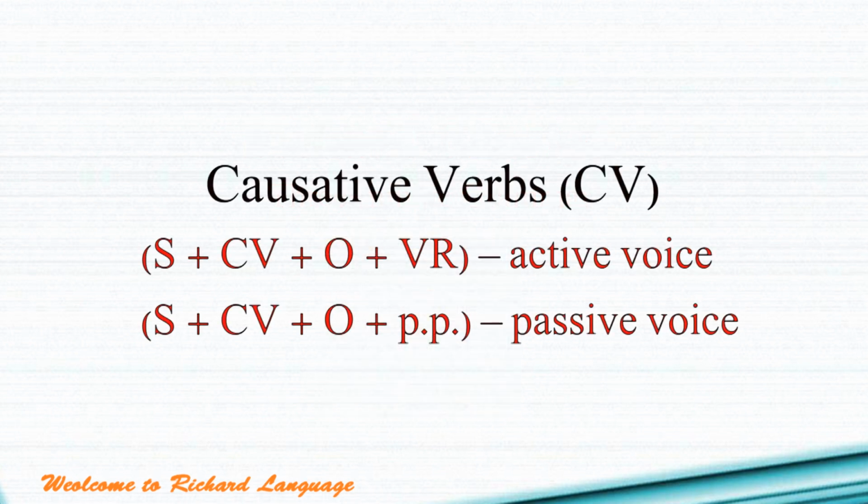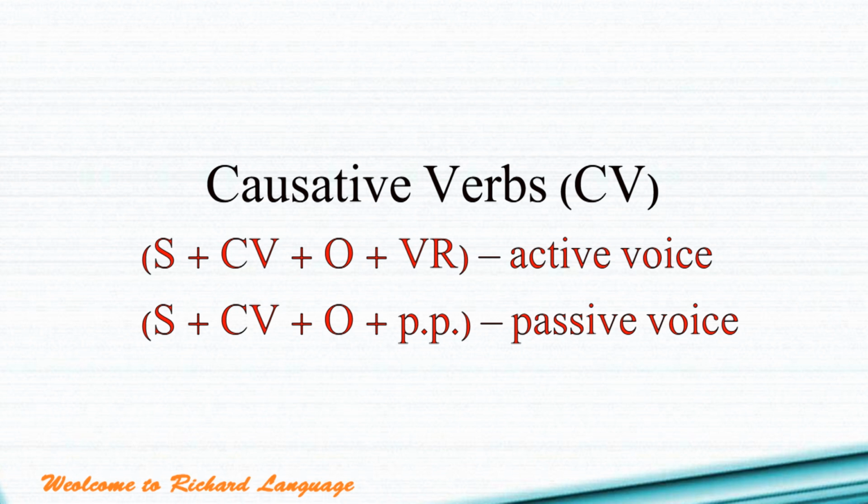Today our topic is causative verbs. Right now I'll call it CV for short. When we talk about the active voice for causative verbs, we use subject plus a CV plus an object plus VR. VR means the verb root. Also, we call it the original form of a verb.